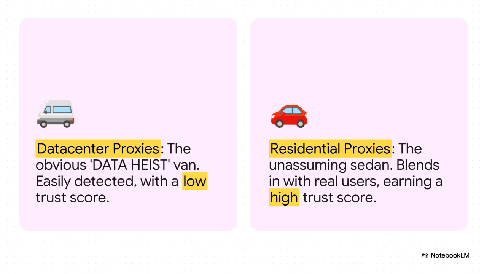And this right here perfectly illustrates one of the most critical choices you have to make. Think of it like choosing your getaway car. Using a data center proxy, that's like pulling up in a giant van with "data heist" spray painted on the side. It's just obvious. But a residential proxy? That's the quiet, unassuming sedan. It has an IP address from a real internet provider, so it just blends in with all the normal traffic, and that earns you a much, much higher trust score.